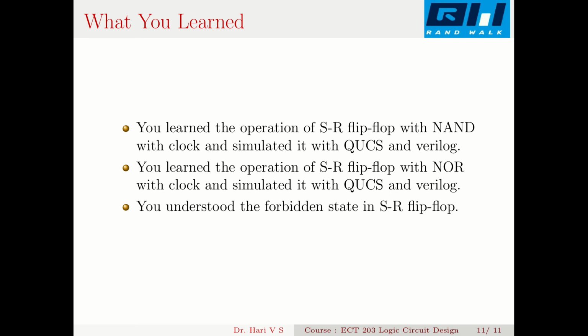Then you understood the forbidden state in the SR flip-flop. This is very important. Now in the next classes we will be making modifications in this SR flip-flop so that the forbidden condition is removed. So we will end up with something called a JK flip-flop.